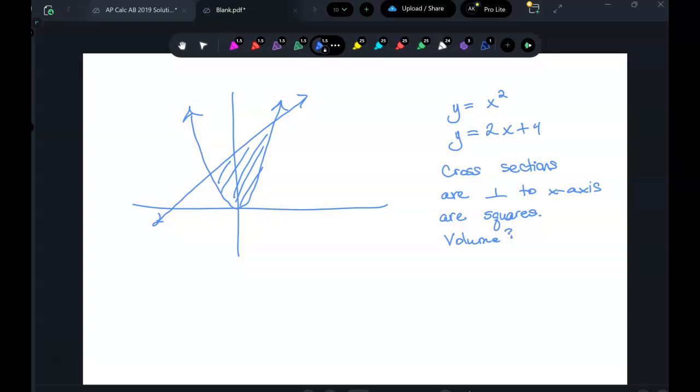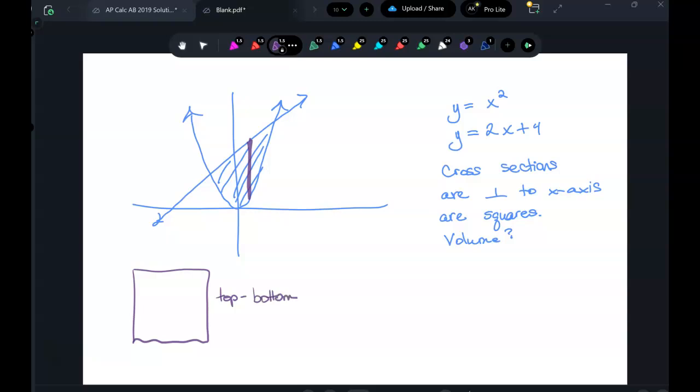2x plus 4, minus x squared. First thing I want you to think about: top minus bottom. Ugh, I forgot how much I hate these. Didn't I do that for you? Because they're going to be squares, it's x squared, top minus bottom.